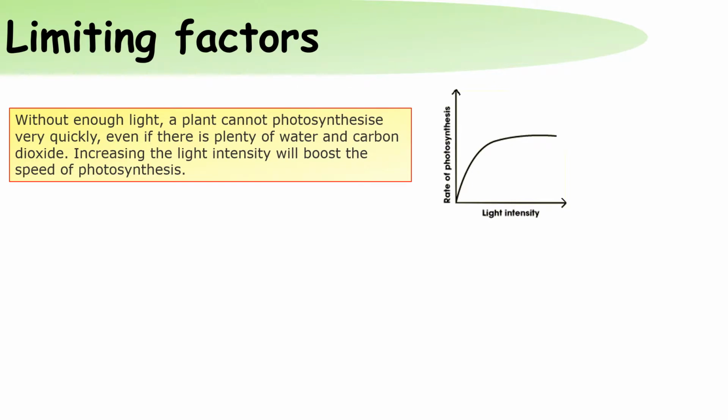When considering photosynthesis, we need to consider a few limiting factors. A limiting factor is any factor that will slow down or limit the amount of photosynthesis that a leaf can carry out. The first limiting factor is light intensity. Without enough light, a plant cannot photosynthesize very quickly, even if there are plenty of water and carbon dioxide. So increasing light intensity will speed up the rate of photosynthesis.